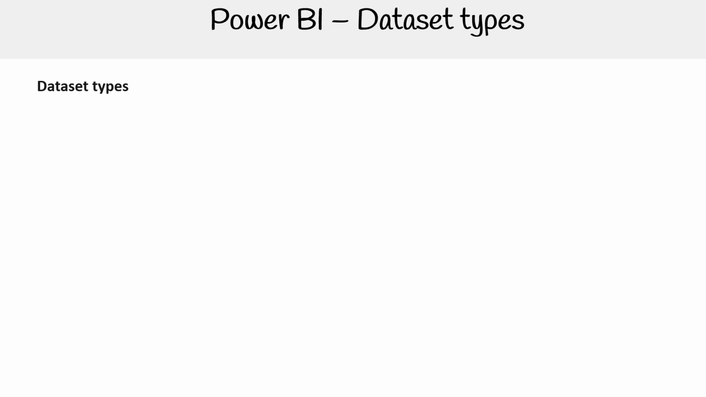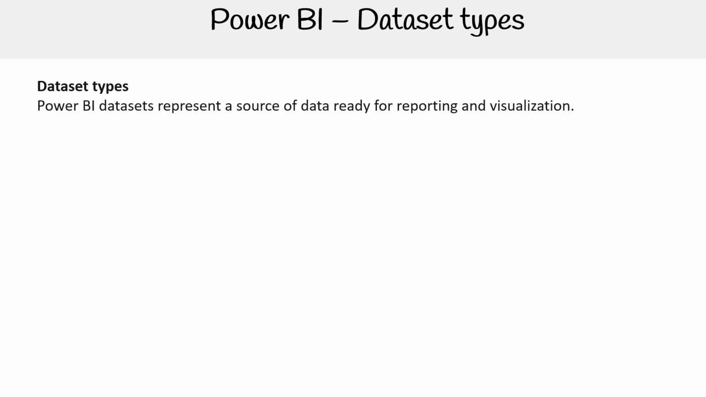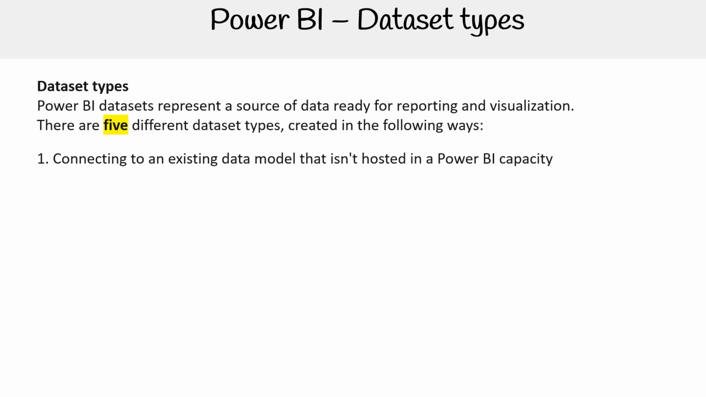Moving on to dataset types. Power BI datasets represent a source of data ready for reporting and visualization. There are 5 different dataset types, and they can be created in the following ways. First, by connecting to an existing data model that isn't hosted in a Power BI capacity. Second, by uploading a Power BI Desktop file that contains a model.